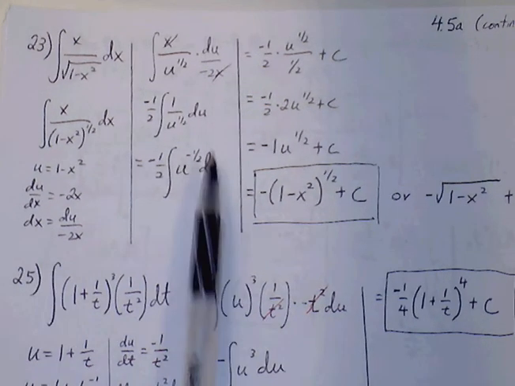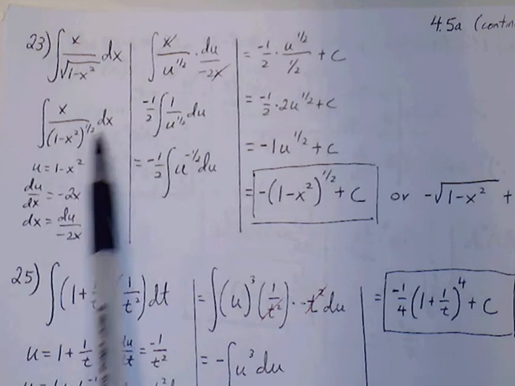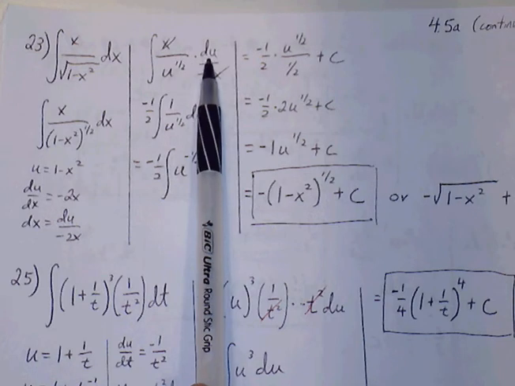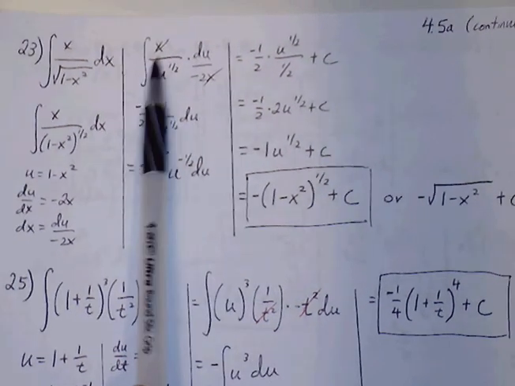Make our substitutions. Parentheses to the 1/2 becomes u to the 1/2. dx gets replaced with du over -2x. The x's cancel out. Pull the -1/2 in front.